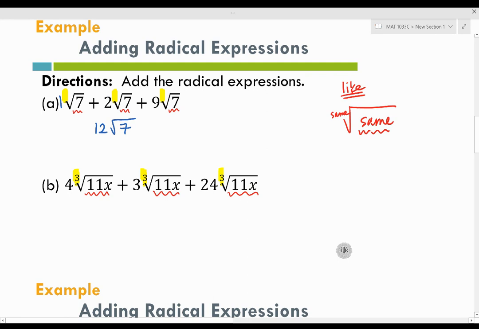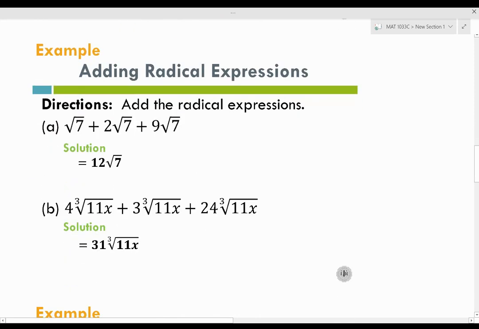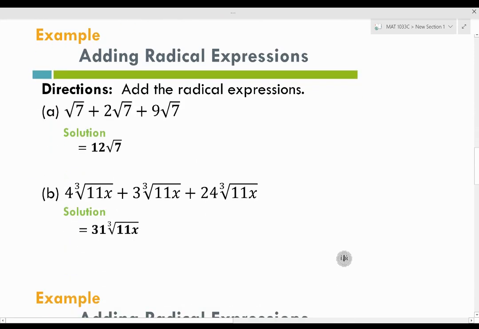We're going to combine their coefficients first. So we have 4 plus 3 plus 24. 4 plus 3 is 7, and 7 plus 24 is 31. So we have 31 cube root of 11x, and that's our answer. Let's move up and see if we're right. Yep, 12 square root of 7, 31 cube root of 11x. Good.